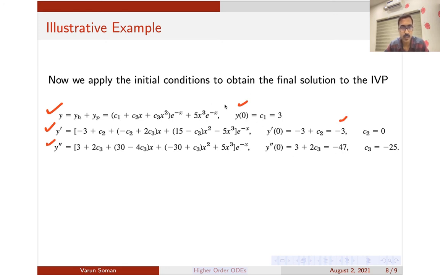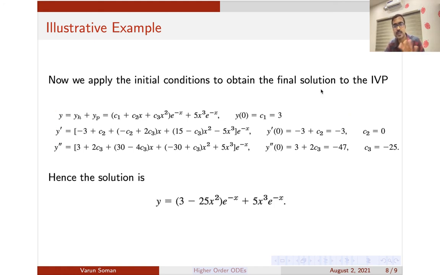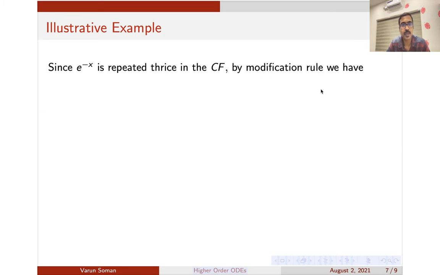So we can just substitute the values there by putting x is equal to 0, and then when you compare, you will get the value of c1, c2 and c3. Okay, it's a very straightforward thing. So that is the initial value problem. Once you have found the value, you can write the final solution like that. I hope the method is clear to you. I hope all the methods are clear to you.